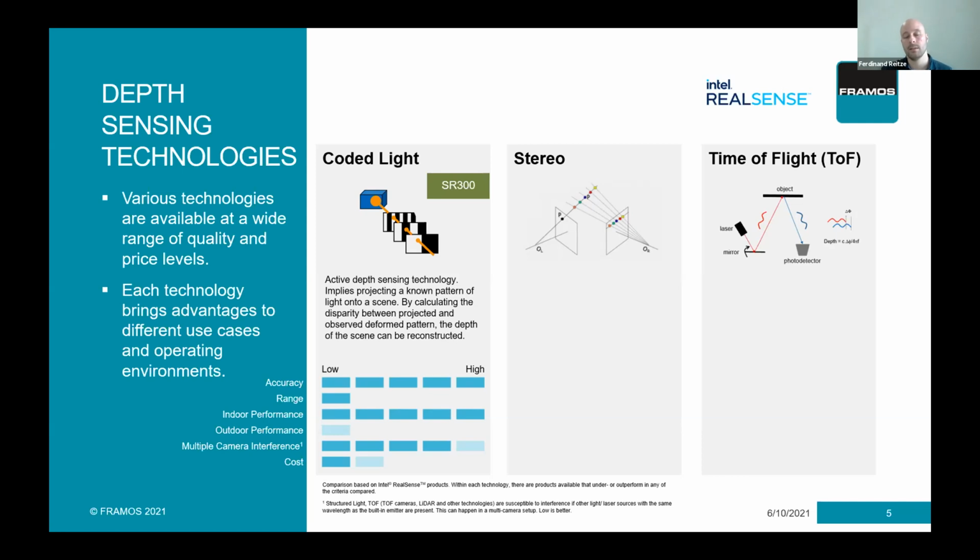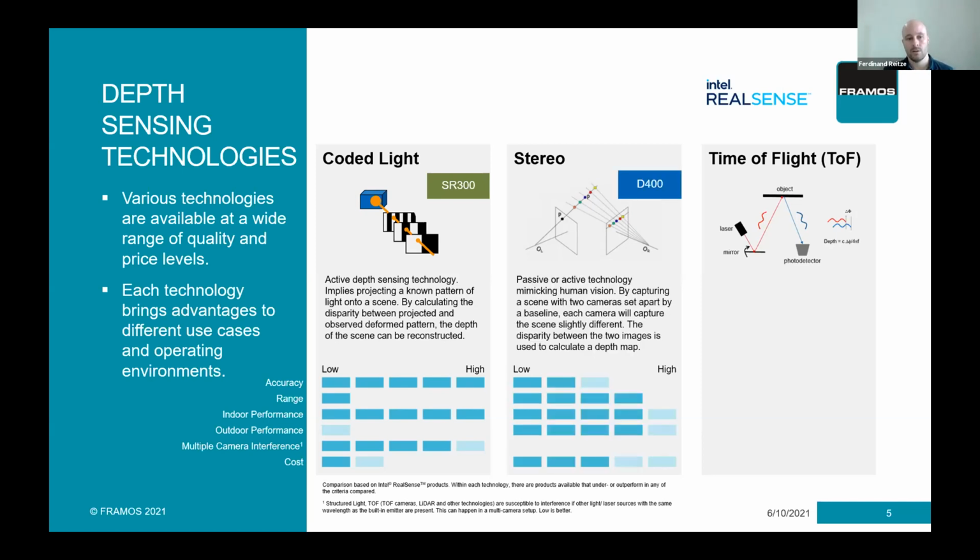But it also comes with disadvantages when we talk about range. As you can imagine, to project a pattern in direct sunlight, for example, over larger distances would require a very powerful light source. You have a lot of these in structured light, for example, in your cell phones to unlock from the lock screen.